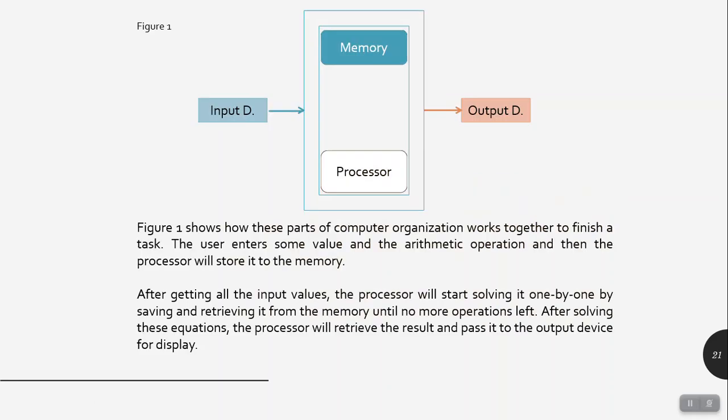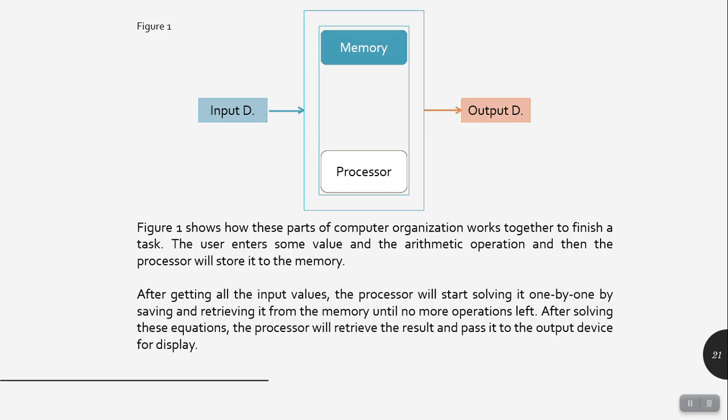Okay, so in figure 1 it shows how these parts of the computer organization work together to finish a task. So the user enters some value and the arithmetic operation, and then the processor will store it to the memory. So what are the examples of input devices? Those are the mouse, keyboard, microphones, and cameras, and many more.